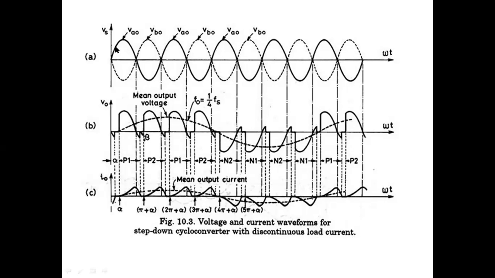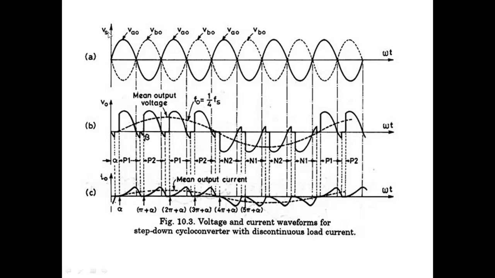See, this is the input voltage. Let us take this as one cycle. This is the second cycle. This is the third cycle, like this. One positive and negative is one cycle. Here one positive and negative is one cycle. One positive and negative is one cycle.